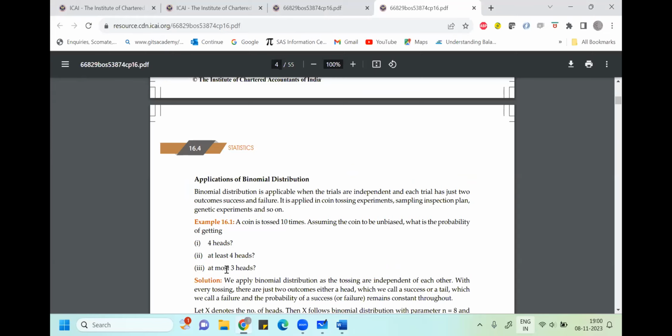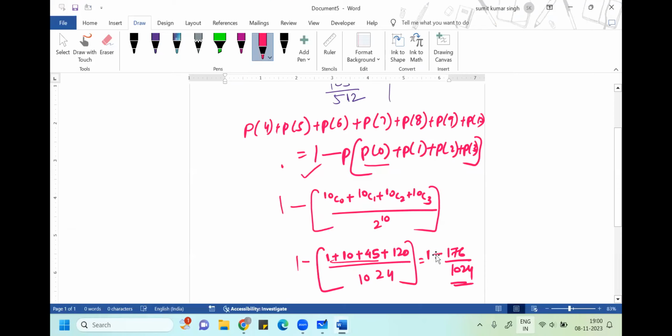Next thing is at most 3 heads, which means 0 head plus 1 head plus 2 head plus 3 head. This would be 176 by 1024.